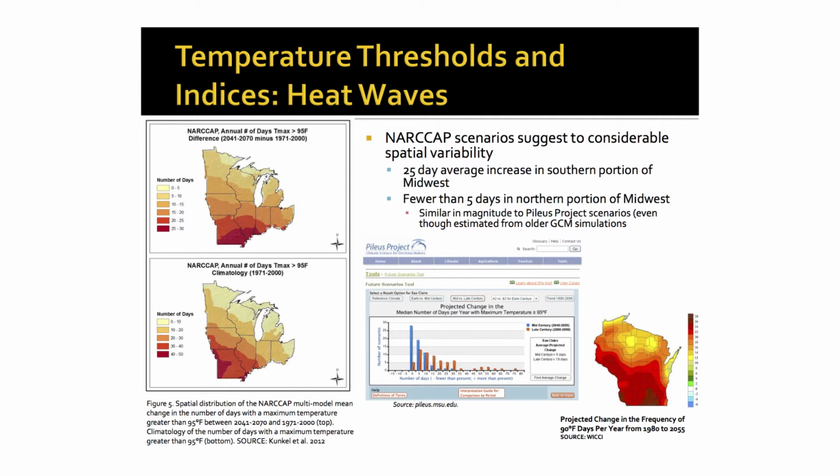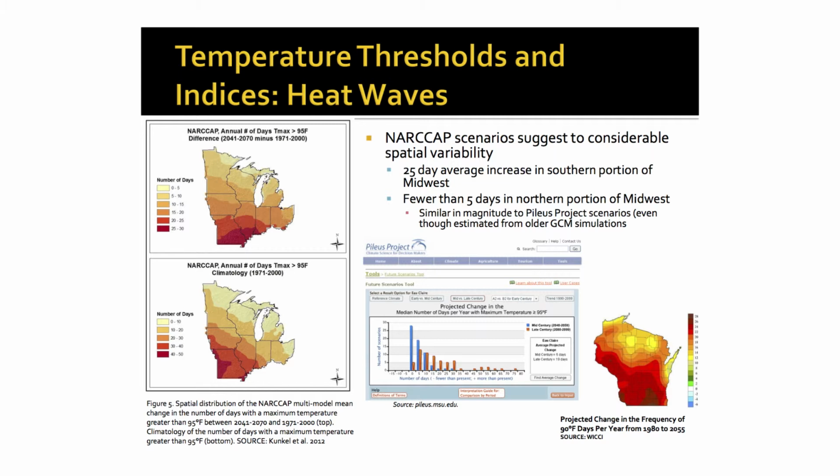Of course, temperature thresholds and indices are important, especially warm days. The NARCAP scenarios suggest considerable spatial variability in these. If we take a look at the projected change by mid-century in the annual number of days with maximum temperature greater than 95 Fahrenheit, we can see that the increase is greatest here in the southern part of the region.